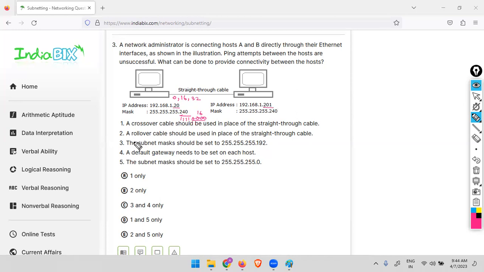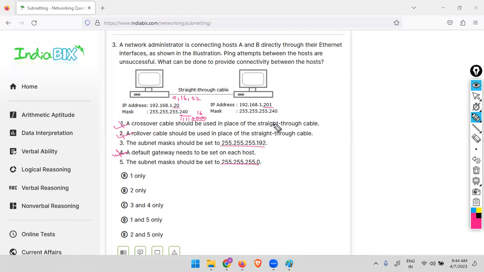Then what can be done? Crossover cable? No. A crossover cable will not provide communication because again they are two different networks. A rollover cable is your console cable, that will also not provide communication. A default gateway needs to be set on each host. Yes, they will require a default gateway, but we do not have a router, so we do not care. So this is also wrong. Subnet mask should be set to 255.255.255.0, or the subnet mask should be set to 255.255.255.192. Now these are the two options.